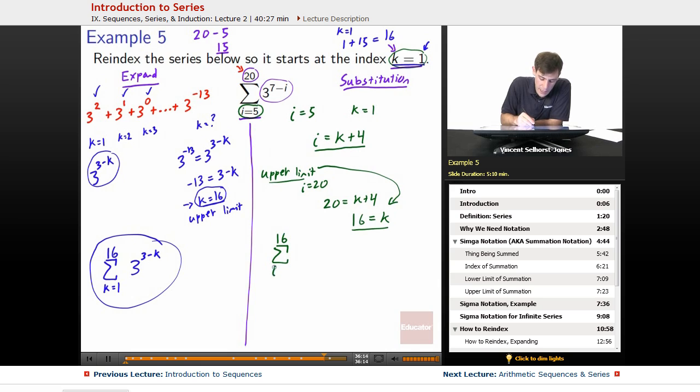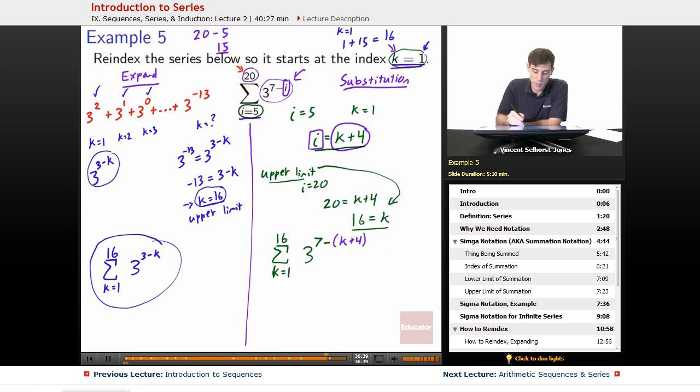We just figured that out. k equals 1 is our index and lower limit. So it's going to be the same thing we started with, 3 to the 7 minus i. But we're not going to use i, we're going to use i equals k plus 4, right? So we're going to swap out this i here for k plus 4. So we substitute that in, and we've got k plus 4.